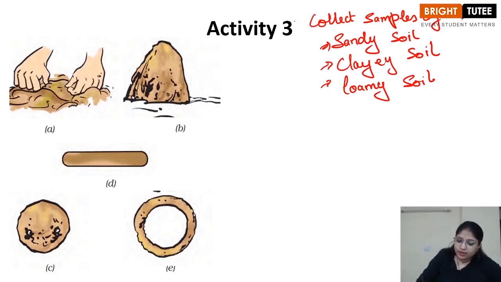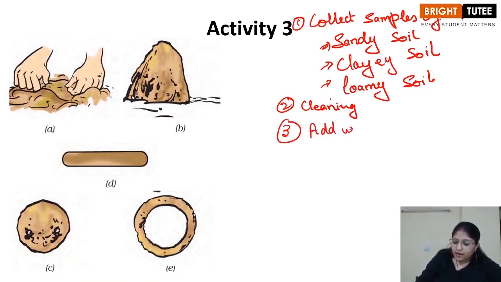This is the first step. The second step is cleaning, right? Cleaning means, like I said, removing the pebbles and green plants and so on. The third part is we are going to add water drop by drop. Do not add a lot of water because we want optimum water. We do not want the soil to be too sticky, right? We want it just right.